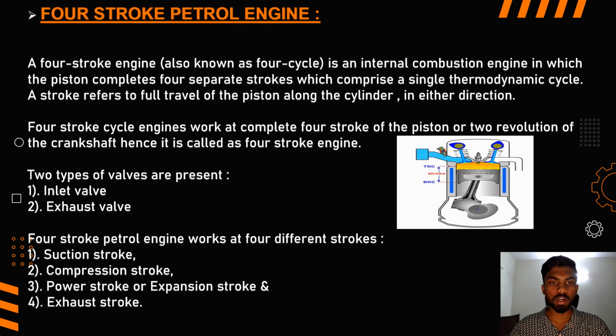Two types of valves are present in 4-stroke petrol engines. One is the inlet valve and another is the exhaust valve. A 4-stroke petrol engine works at 4 different strokes. The first is the suction stroke, then the compression stroke, then the power stroke or expansion stroke. The last is the exhaust stroke.